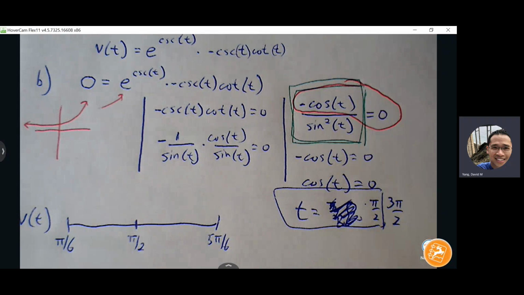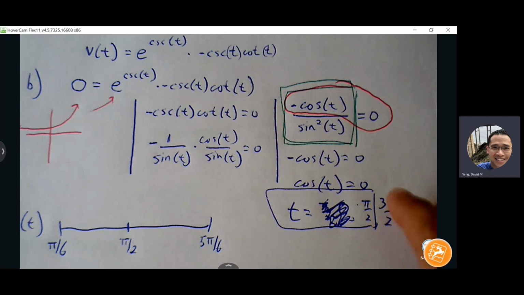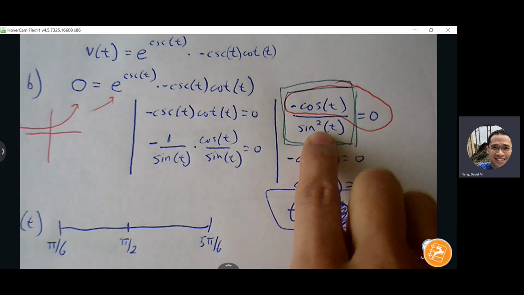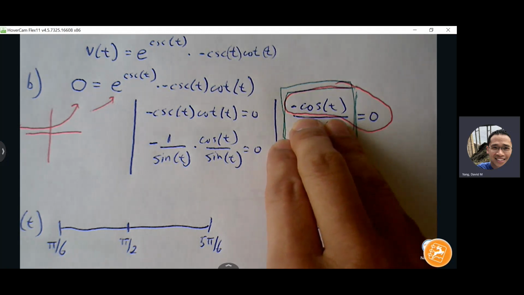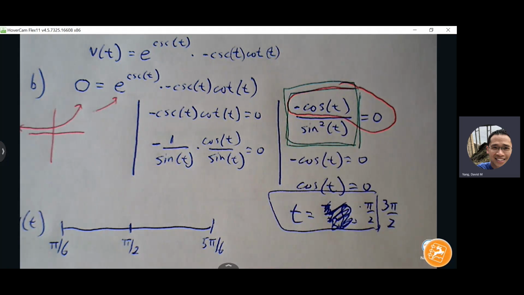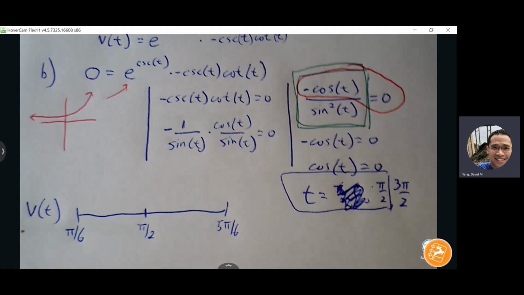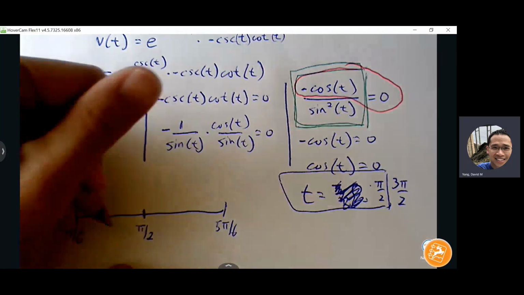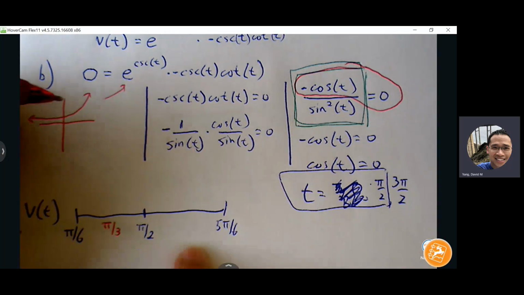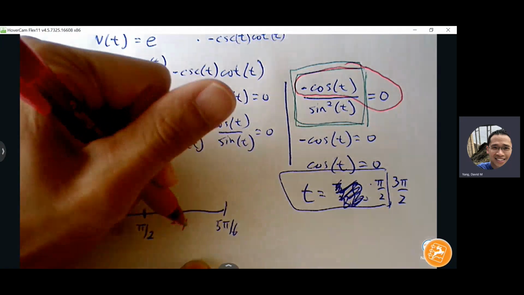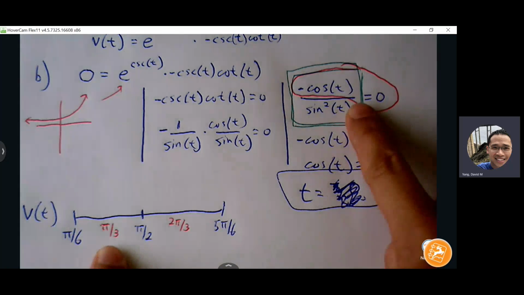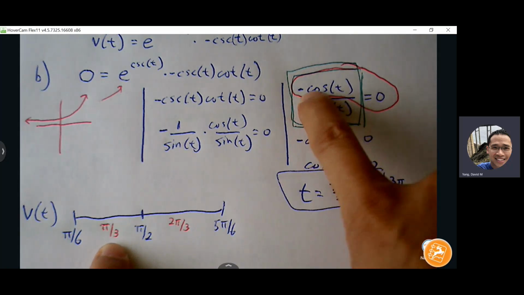Plug values into my abbreviated, cleaned up, easier to interpret velocity function portion. What's nice about this denominator here? It's always positive, so it's not going to affect anything. Really, just that numerator, right? Whatever that numerator sign is going to be the sign of my velocity in that interval. So that's nice. I just focus on just that numerator. Okay, so between pi over six and pi over two, I'll choose pi over three. Between pi over two and five pi over six, I'll choose two pi over three. So cosine of pi over three, that's a positive value, but there's a negative attached to it.